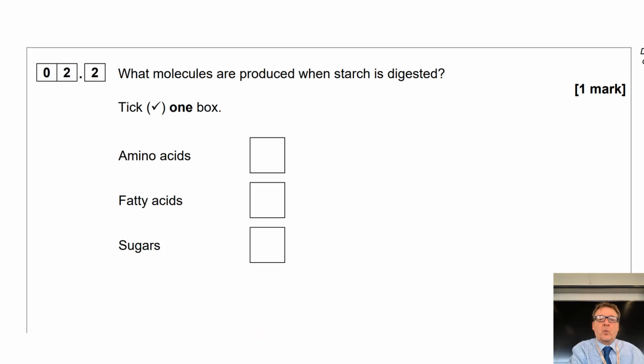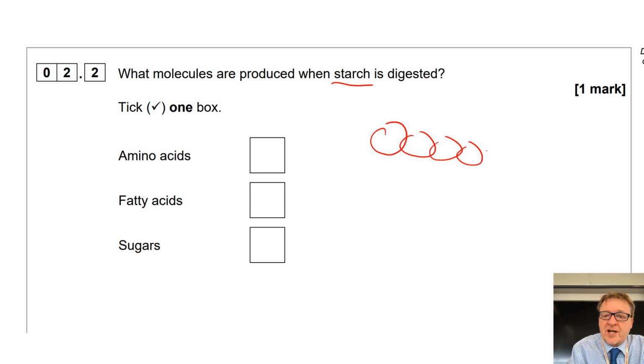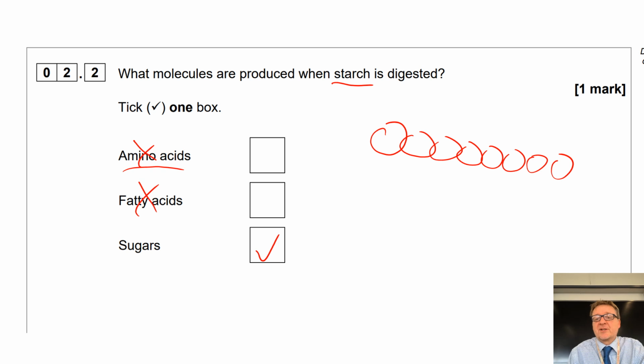What molecules are produced when starch is digested? Starch is a carbohydrate, so it's a big long chain of something. Amino acids are a big long chain which makes up proteins, so it's definitely not that. Fatty acids are the breakdown of fats, and so are glycerol, so it's not that. So what's produced? Sugars. In particular, if that is broken down, it could be glucose.